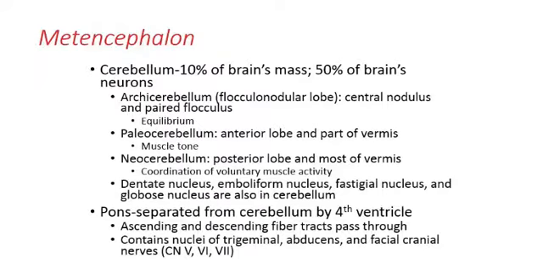The pons is separated from the cerebellum by the fourth ventricle, and there are a lot of ascending or sensory tracts and descending or motor fiber tracts that pass through the pons, and it contains the nuclei of several cranial nerves, specifically 5, 6, and 7. Trigeminal, abducens, and facial nerves.